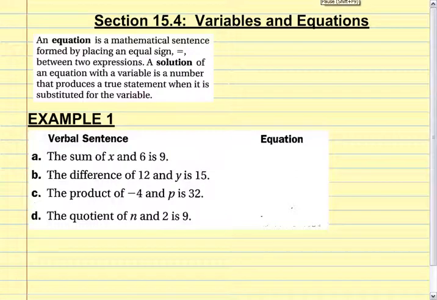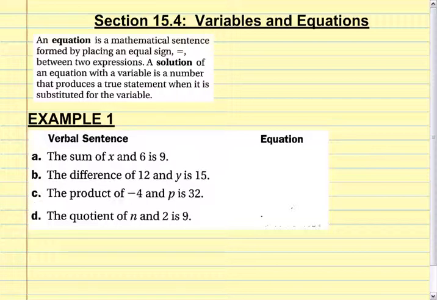Okay, folks, section 15.4, variables and equations. Now, you've been working with variables, okay? We've been putting them together with like terms, right? We've been simplifying expressions. Now we're going to start talking about equations.